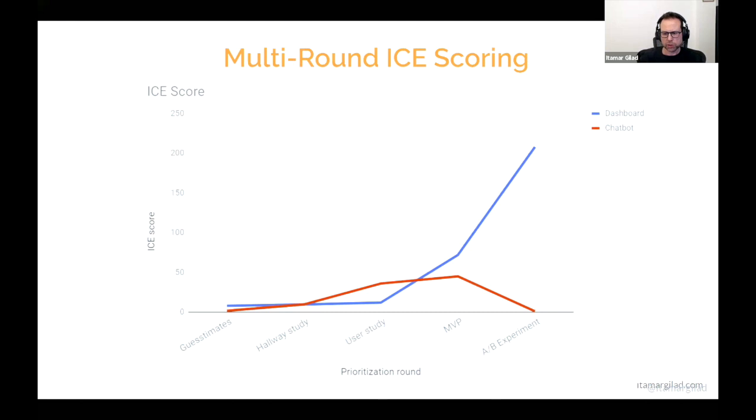This is an example from my blog. It's kind of a synthetic example, but it compares two ideas, a dashboard and a chatbot. And for a long time, they seem kind of equal. But then, as we continue moving forward, gradually the I score of one climbs up while the other declines because of user evidence. Most ideas will die much sooner than five steps. We don't need to do five steps. A lot of times one or two is enough.